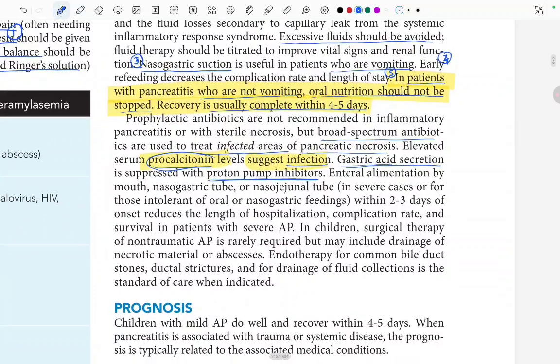Enteral alimentation by mouth or nasogastric tube or nasojejunal tube in severe cases for those intolerant of oral or nasogastric feeding within 2 to 3 days of the onset reduces the length of hospitalization, complication rate and survival in the patients with severe AP.